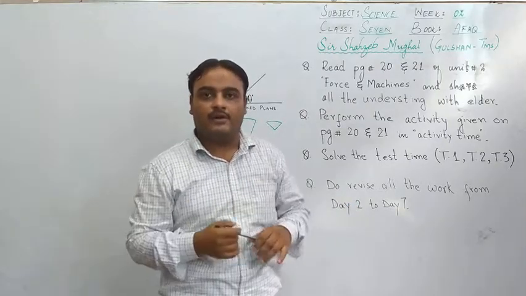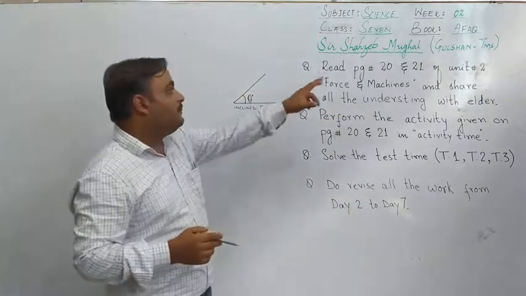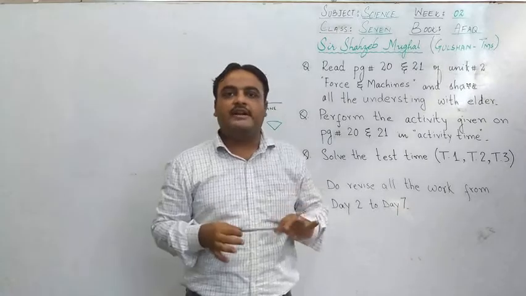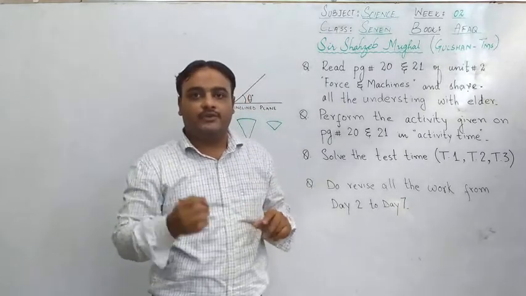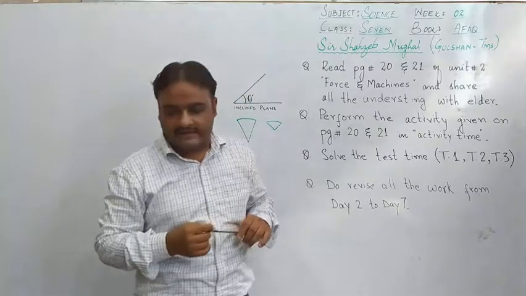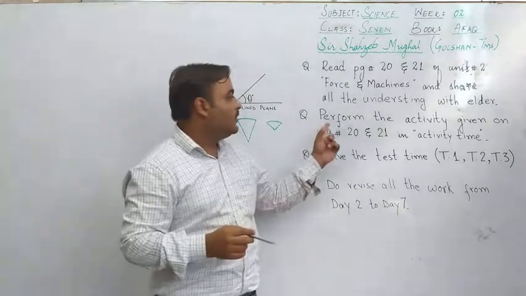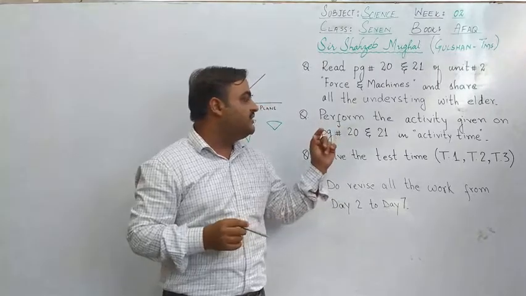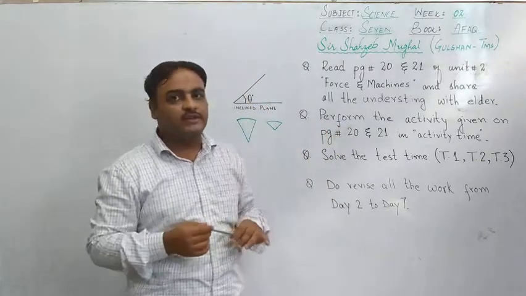your bikes, your cars. On page number 21, you will find a topic named screw. A screw is a modified form of wheel and axle. Now, you will be performing the activity given on page number 20 and 21.